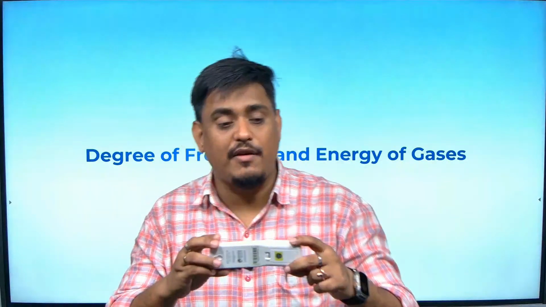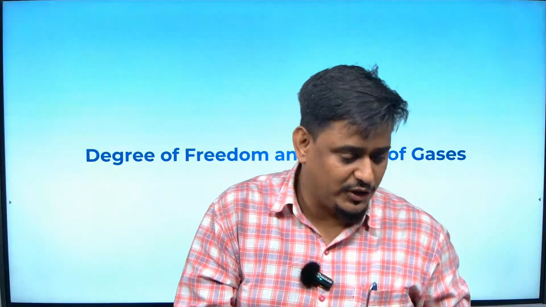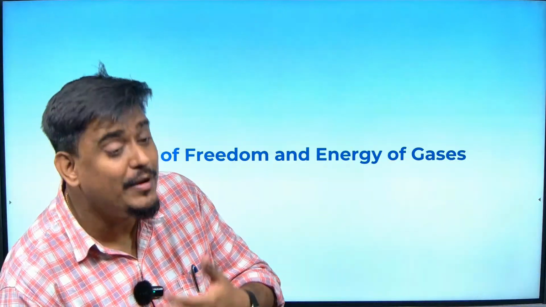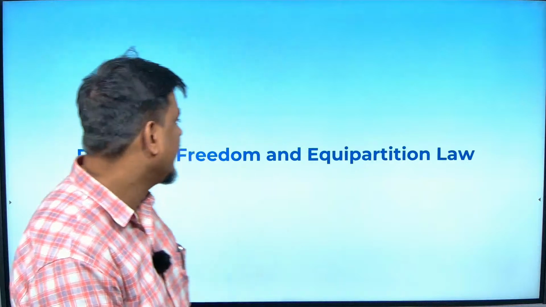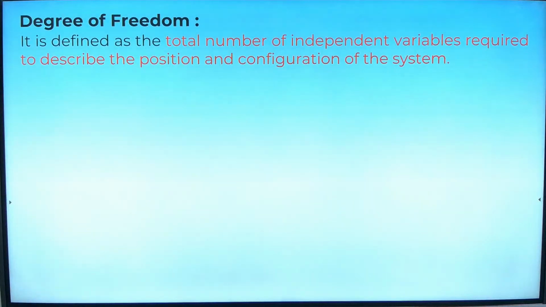So its degree of freedom will be 1. Or if I would have allowed it to rotate, that also is a degree of freedom. So degree of freedom means in how many directions or in how many ways a particular gas molecule can show its motion. That's why it's called degree of freedom. If you see the technical definition, it is defined as the total number of independent variables required to describe the position and configuration of a system. Technically, if you want to write the definition of degree of freedom, it is the total number of independent variables required to describe the position and configuration of a system. Please make a note of it, the definition of degree of freedom, those who are writing for the first time for school syllabus.